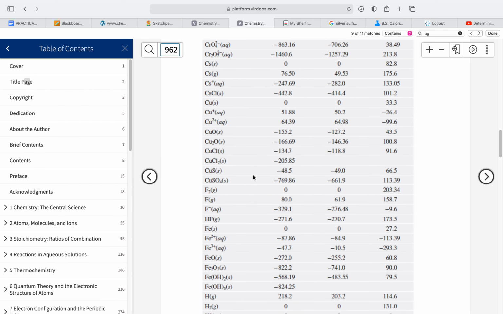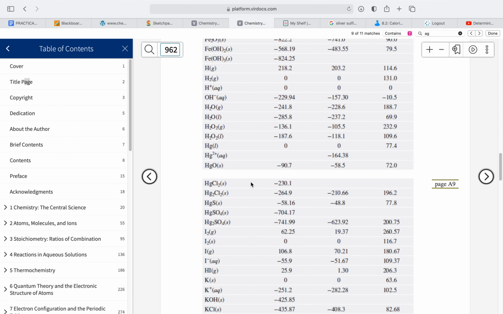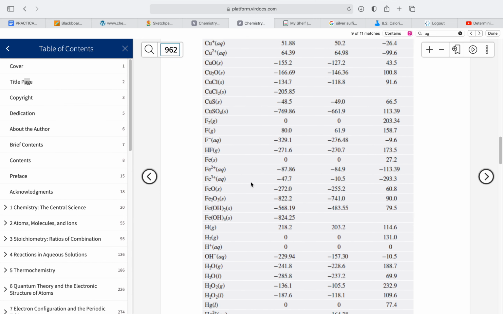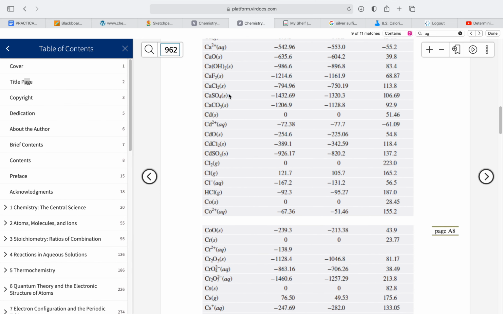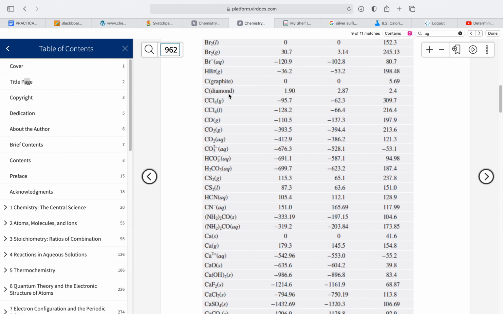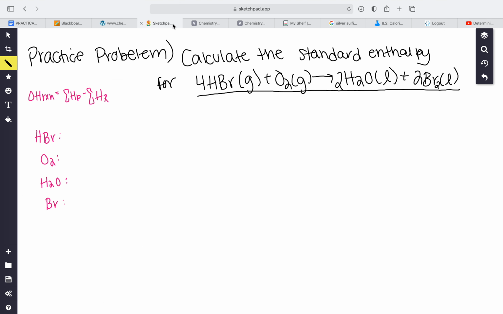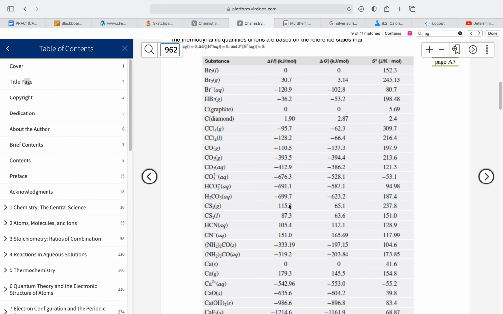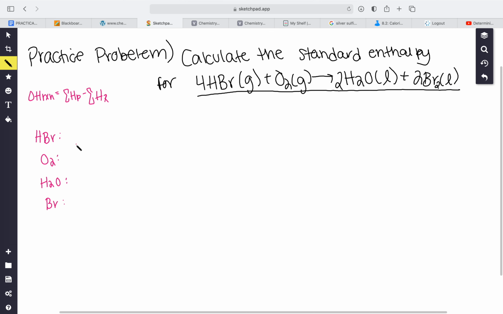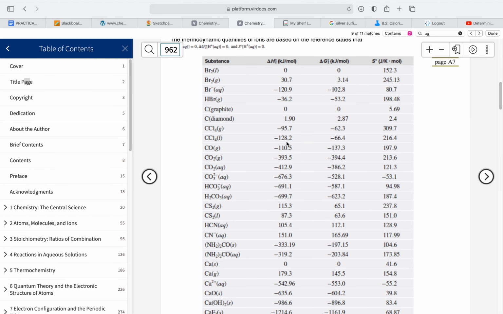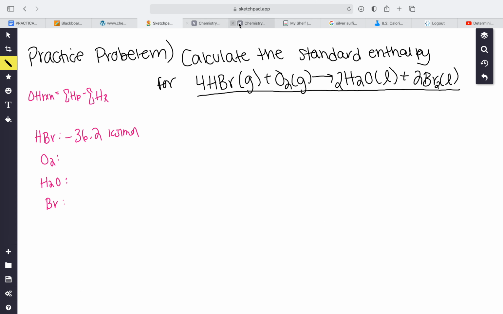See if we can find it in this chaotic mess of a table. HBr, let's go. And it's as a gas? Easy find. It's negative 36.2 kilojoules per mole. I'm going to assume it's in kilojoules per mole.